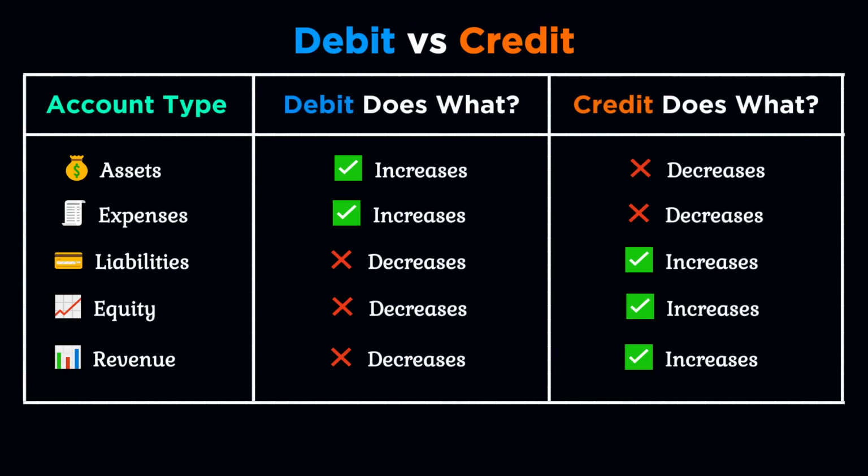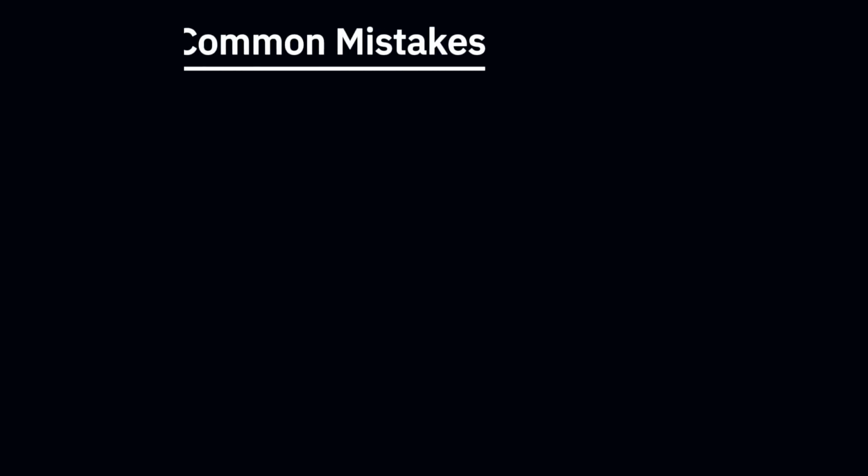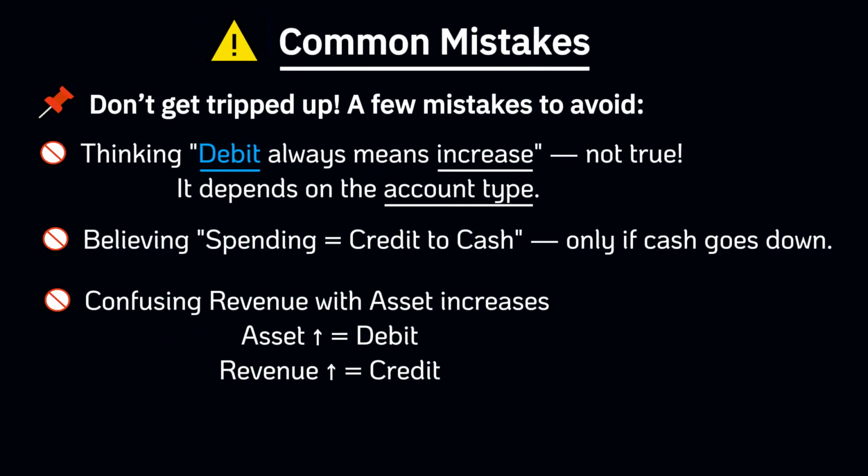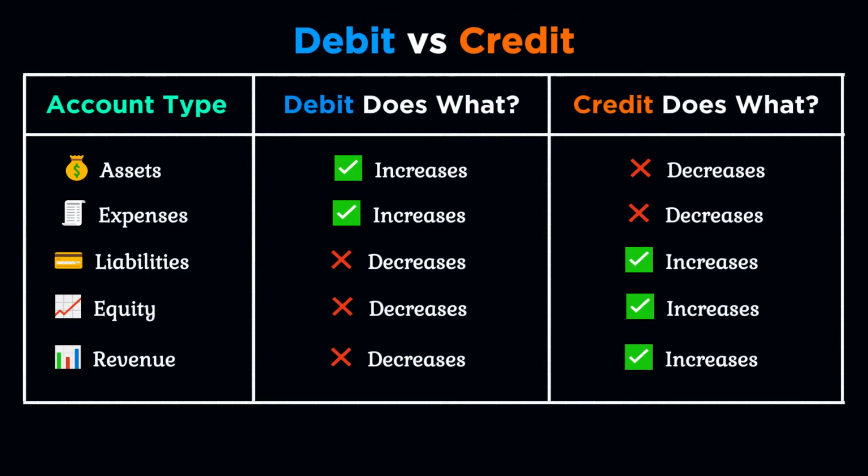So, here is the big picture. Every time you record a transaction, you are doing two things. One account is debited and one account is credited. Always. That's the heart of double entry accounting. And now, you know exactly how to do it across all 5 types of accounts. Let's now apply everything we have learned with real examples. This is where it all comes together. We will take real-life business transactions and show you which accounts are involved, what gets debited, and what gets credited.